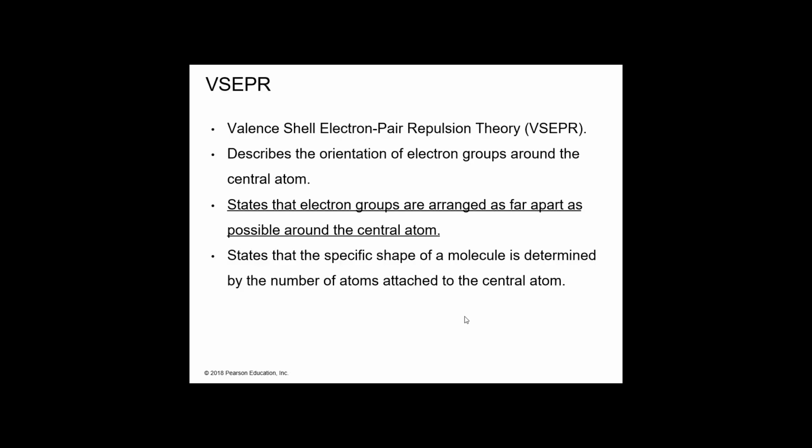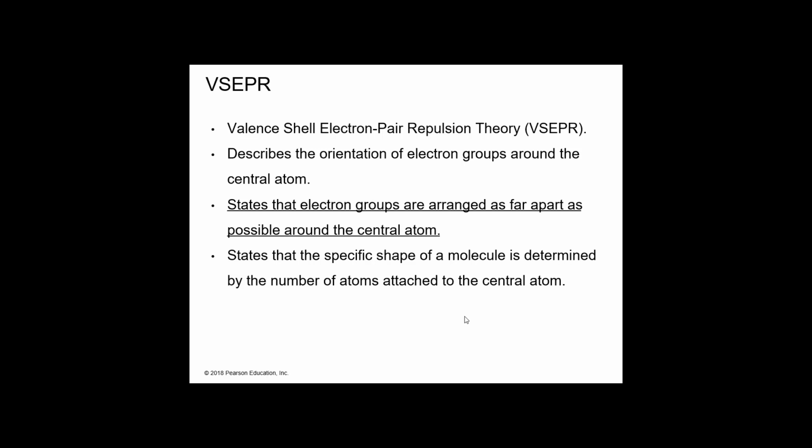So VSEPR, valence shell electron pair repulsion theory. This describes the orientation of electron groups around the central atom. So they are not just randomly thrown together. They are arranged in a specific way. This is because electron groups are arranged as far apart as possible, because it's like putting magnets together on the same side. They will repel each other. And molecules want to stay as stable as possible. So they will stay as far apart as possible, but still within a range that the structure is still strong or stable.